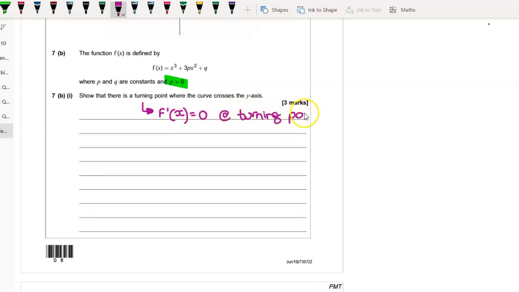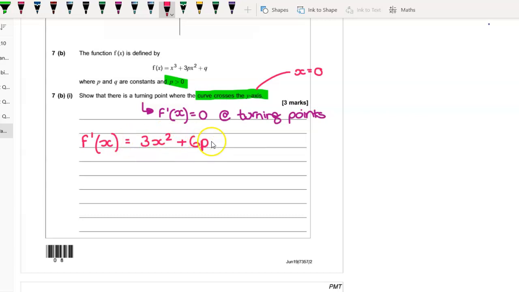Do we need to write that down? Yes, we do. Okay, because that tells the examiner we know what we're doing. Where the curve crosses the y-axis. So when the curve crosses the y-axis, that tells us x equals 0 at that point. Okay, so let's go off and find f dash x then. So differentiate that, 3x squared plus 6px, and that q will go away.